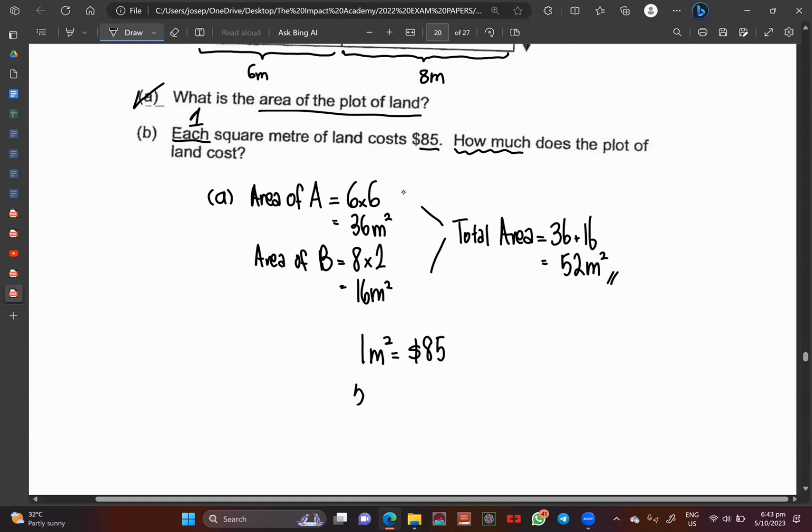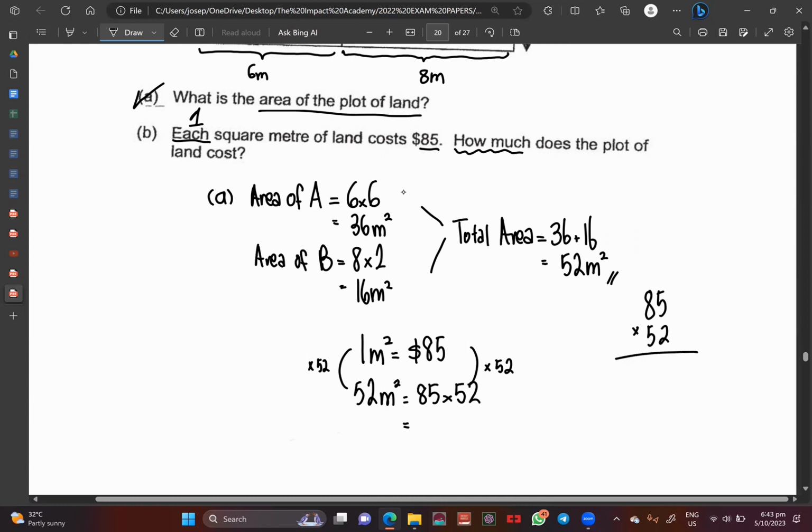Now, the question says, how much does the plot of land cost? How big is the plot of land? 52 meters squared, isn't it? So how do I get from 1 to 52? You times 52. Over here, you also times 52. So you do 85 times 52.